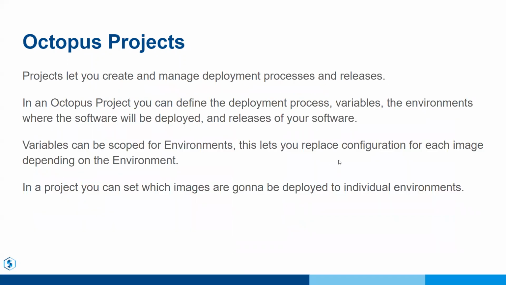So now let's go into creating Octopus projects. The projects let you manage the deployment process and the releases. You can define the steps, the variables, and the environments where the software will be deployed, and the release of your software. Variables can be scoped for environments, and this lets you replace configuration for each image or application depending on the environment. In a project, you can switch which images are going to be deployed to the individual environments.